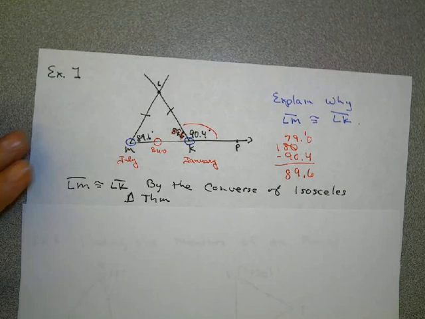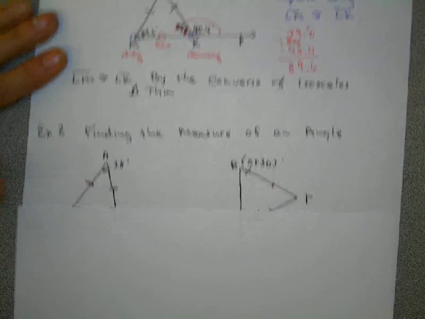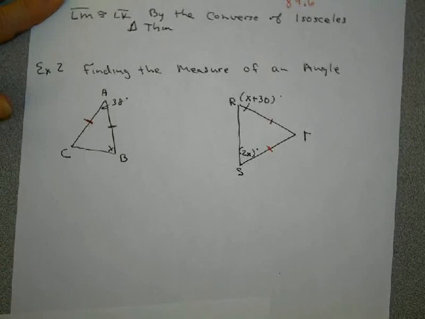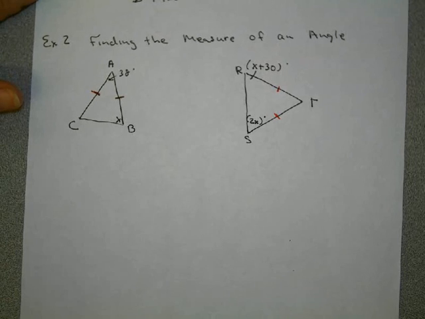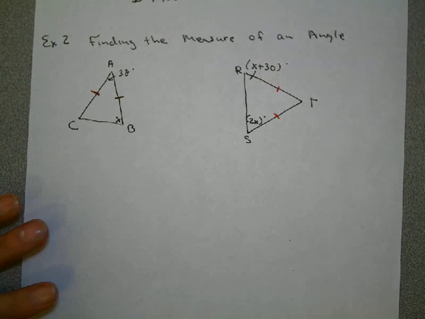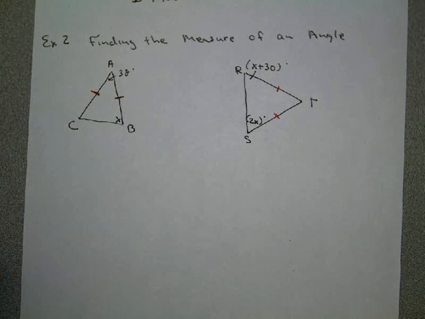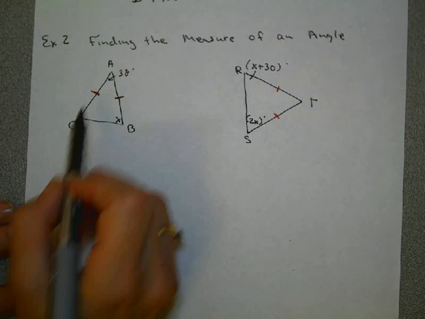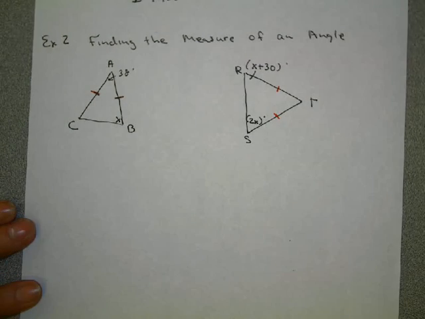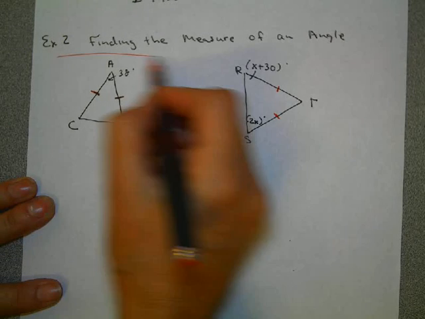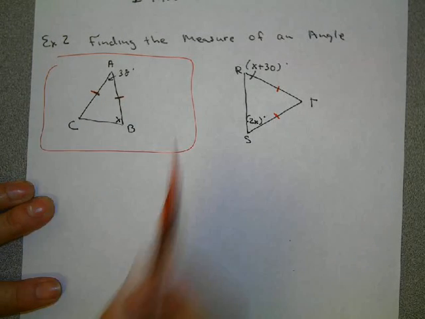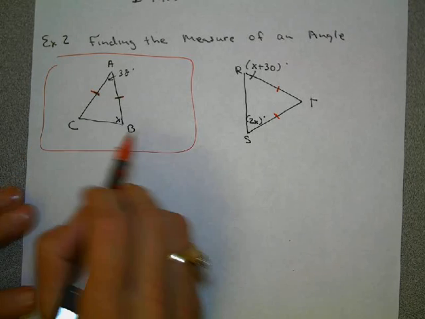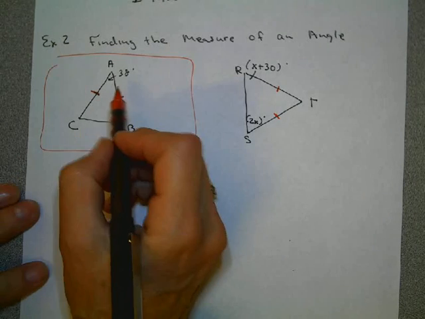Now, the other thing we might be asked to do is simply find the measure of an angle. Well, we know there's only going to be 3 angles here. So let's look at this example first. Okay? We're going to look here, and the first thing I'm going to do is label this. I know this is the vertex angle. So this is a base angle. It's across from here. This is across from here. So these two are the same.